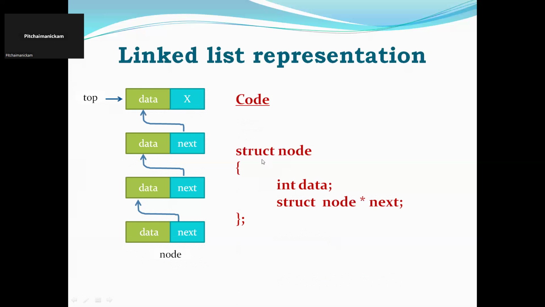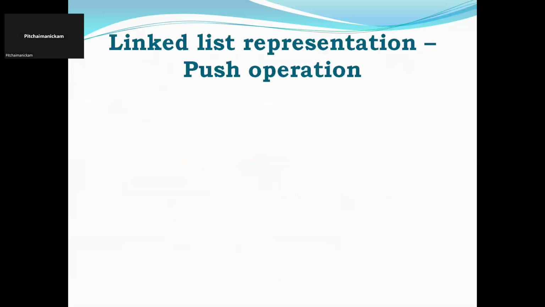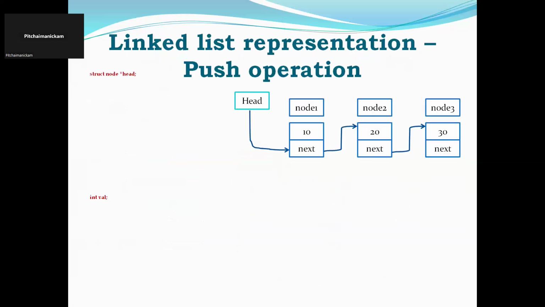First, we represent the node, the struct node, and we have two different fields. One is the data. The other is the struct node int star pointer. So this is a linked list representation. After this, how are we going to perform the push operation in the stack?